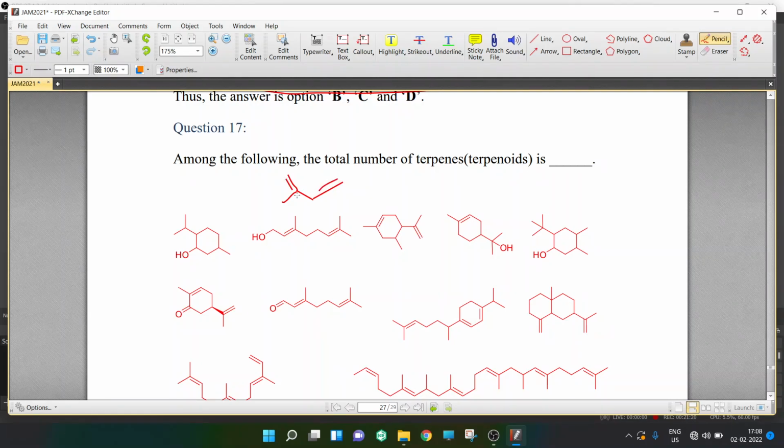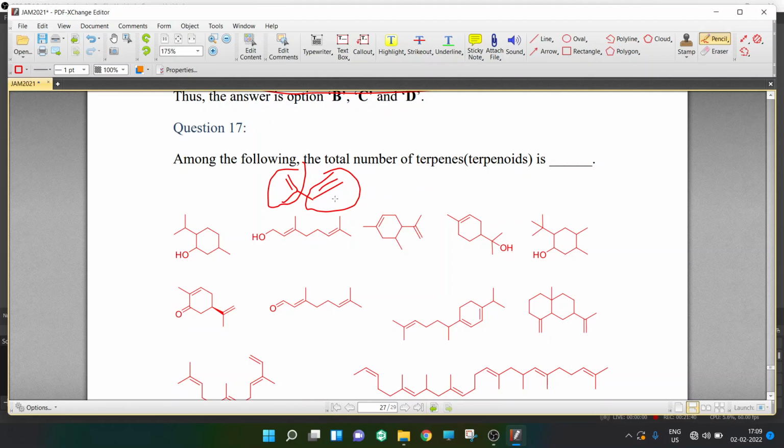So isoprene unit means 5 carbons are there, 1, 2, 3, 4 and 5. This part is called the head and this part is called the tail. So many of these isoprene units combine together and give you terpenes. And if anything OH is there or C double bond O is there, then it is called a terpenoid.